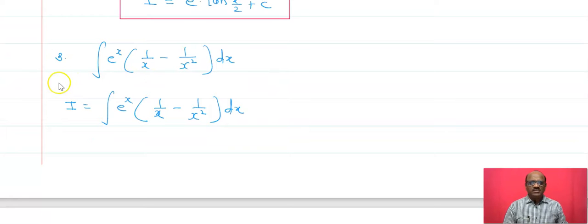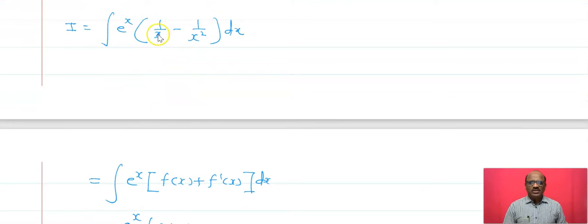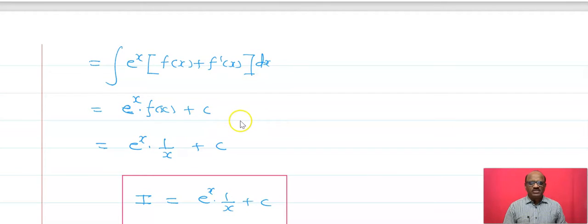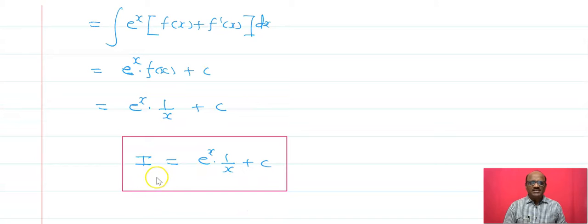Now next, question number 3. Integral e raised to x (1 upon x minus 1 upon x square). It is again very simple. See, here is 1 upon x, and the derivative of 1 upon x is minus 1 upon x square. Again it is of the form integral e raised to x (f of x plus f dash of x) dx, which is e raised to x into f of x plus c. Here f of x is 1 upon x, and therefore the answer is e raised to x into 1 upon x plus c. So I is equal to e raised to x into 1 upon x plus c, and this is the answer.